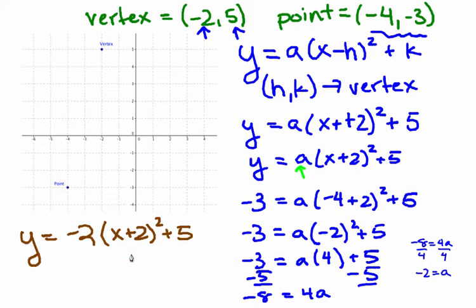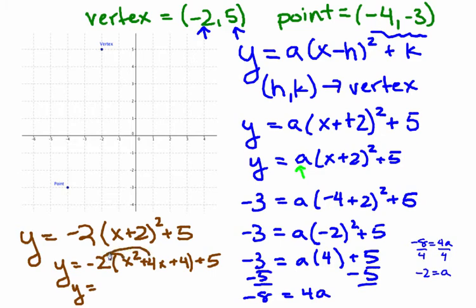you would multiply out the x plus 2 squared and distribute it into standard form. So I'm going to do that as an example here. That would be y equals -2 times x plus 2 times x plus 2, which comes out to x squared plus 4x plus 4. We still have our plus 5 out back. Simplifying this, which means distributing the -2 and then adding 5 in with the constant term, we'll get -2x squared minus 8x, and then -8 plus 5 is -3.